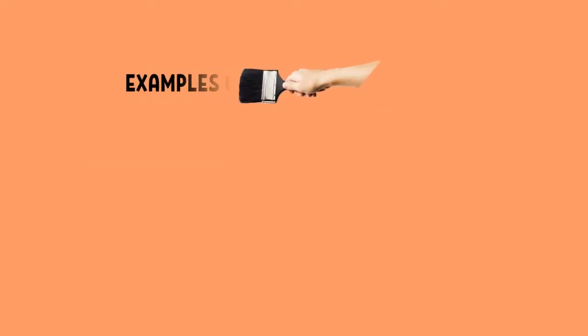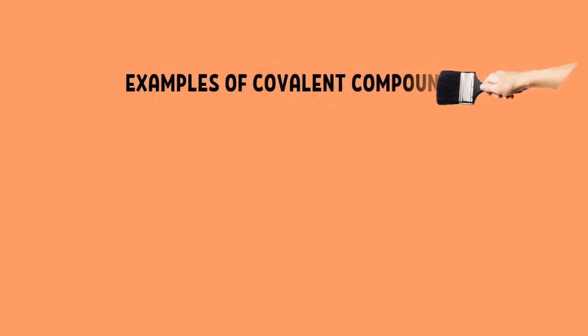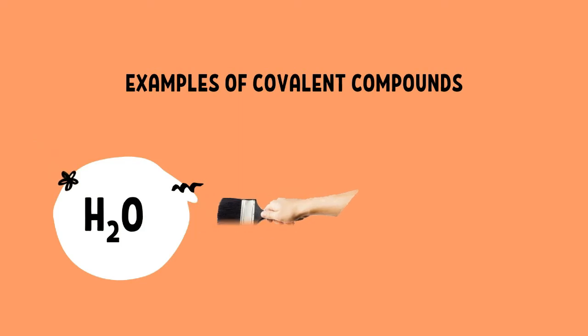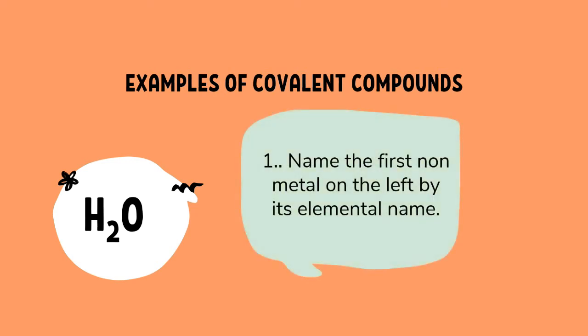Next example in naming covalent compounds: this example. I know that this is really familiar to you, H2O, and we all know that this is water. But how are we going to name this? So the first rule: name the first nonmetal on the left by its elemental name.